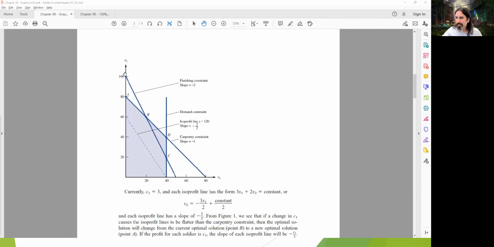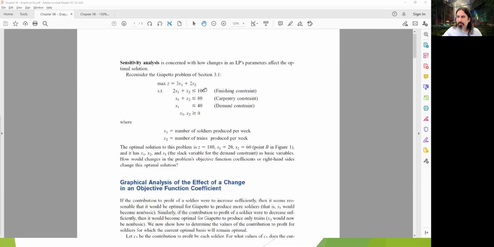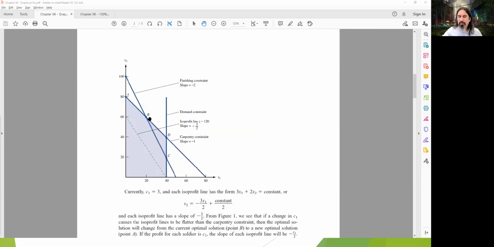But for example, if I increase the finishing constraint, let's go check the finishing constraint, this one, which is 100. 2x1 plus x2 is less than or equal to 100. If I increase or decrease this one, this value of B will change. For example, if I increase this 100, I don't know how many points, but just a few points, I'll be going like this. I'll be sending this constraint up like this because the slope will be the same.